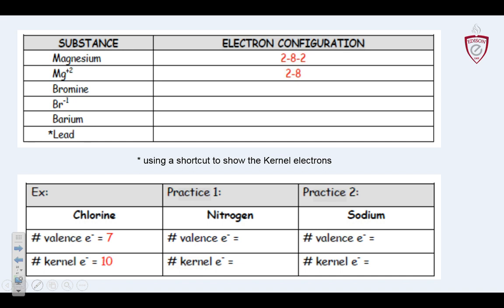Okay, let me try this out on nitrogen. It says on my sequence here, the electron configuration is 2-5. So valence is the last number. So that's 5. Yep, 5, write that down. And kernel is everything else, but there's only 2. So then that's it, 2. I don't have to add there? There's nothing to add.